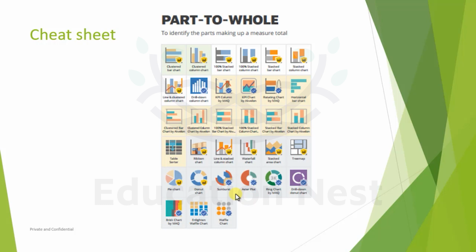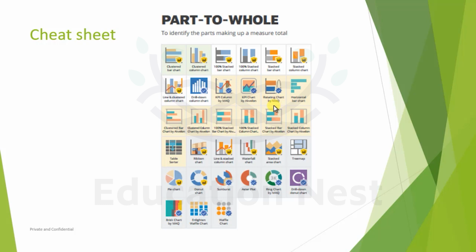100% stack bar charts, 100% stack column charts, stack bar charts, stack column charts, a line and clustered column chart, a combination of a line and a bar chart, then a drill down column chart. Like I said, if you have multiple things, you can break down in that way. Then there is a KPI column chart by MAQ. Then there is a KPI chart by another company.